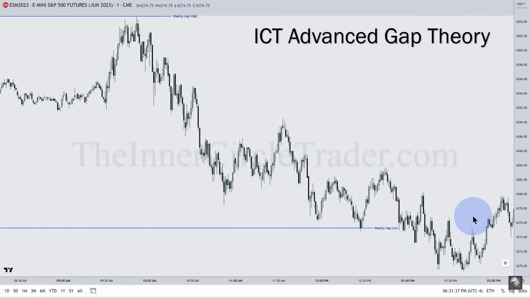Now I'm going to teach you advanced gap theory. We're going to take a look at that same price swing. All of this is the initial run up. This is a Judas swing, okay, in the first 30 minutes of trading. So at 9:30 opening bell, we see the price run higher, stops dead in its tracks at the weekly gap high. The gap high that I told you about weeks ago.